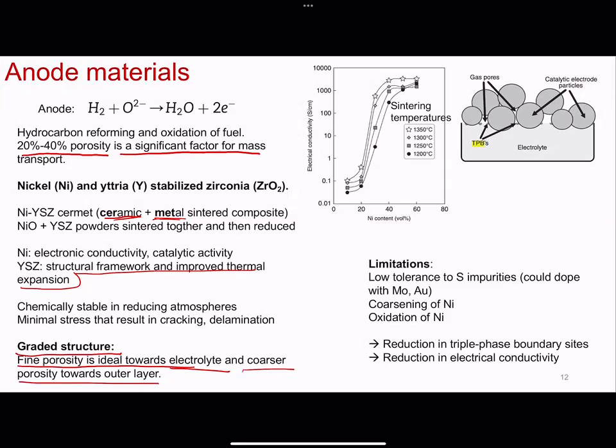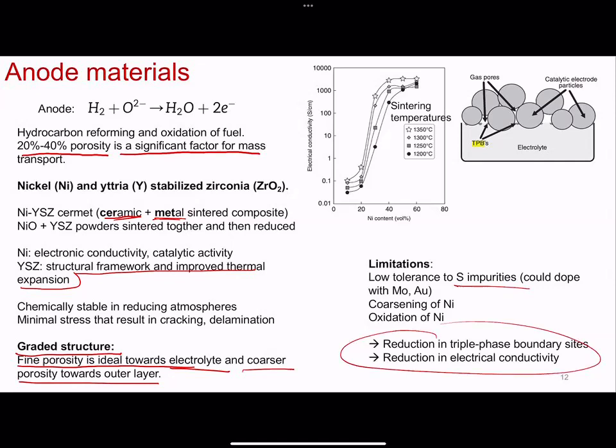So some of the limitations, if you have nickel, and this is one of the reasons why in heterogeneous catalysis people avoid nickel, is because it has low tolerance to sulfur. So if for whatever reason you have some sulfur impurities, nickel sulfide tends to form, and then you don't have active sites on nickel to do your catalysis. So anything where you reduce the triple phase boundary sites.